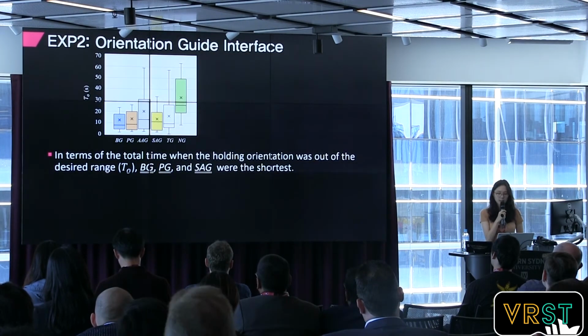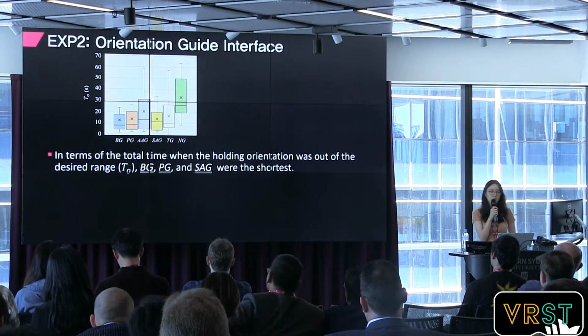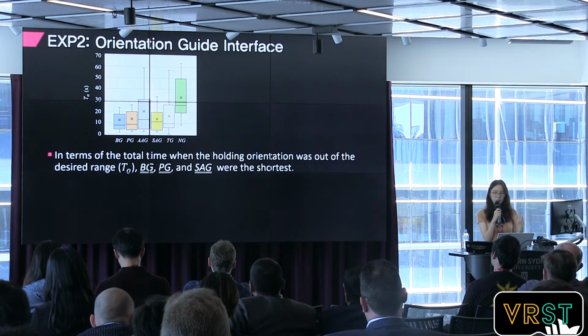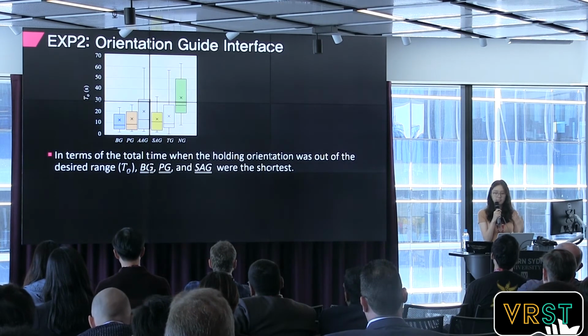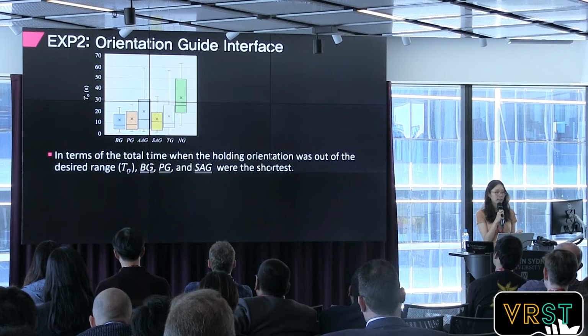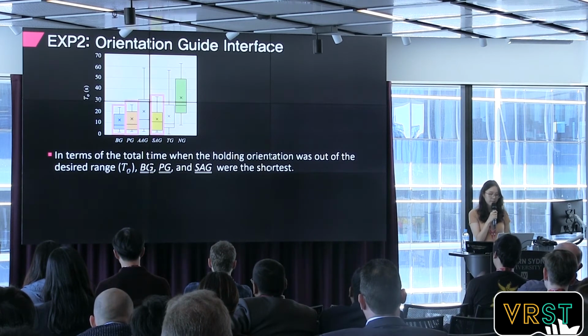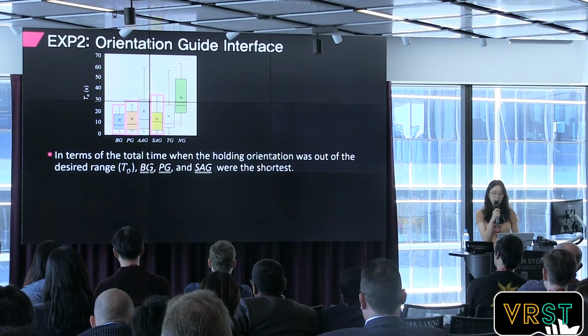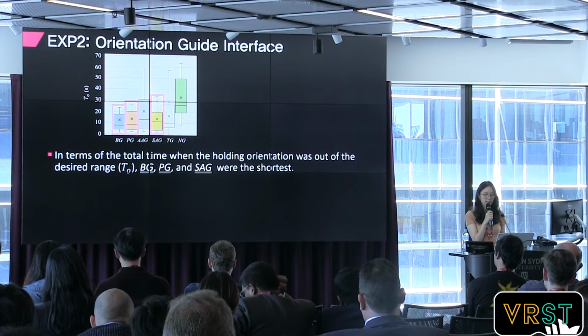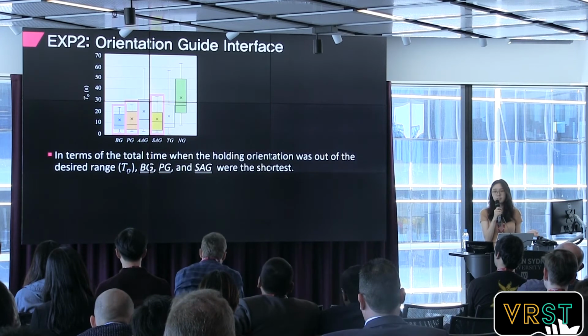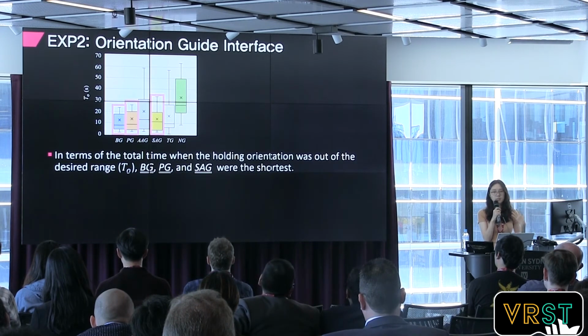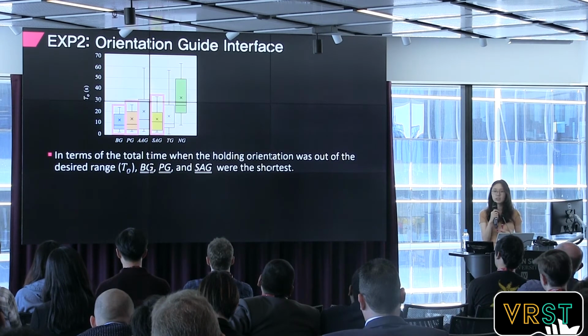Now let's see the results. First and foremost, we measured the total time the holding orientation was out of the desired range, denoted as TO. As seen in the figure, brightness, pointing, and specific auditory guide had the lowest TOs. This actually indicates that the interfaces with directional information were generally more effective.